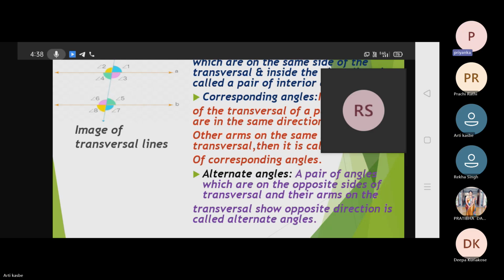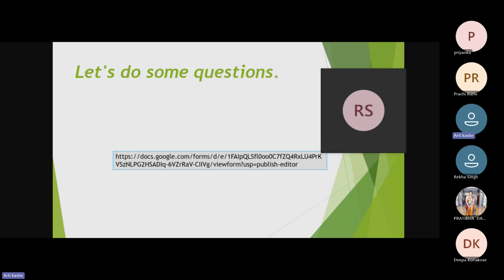Understood? Yes, ma'am. Okay. These are some angles formed by transversal lines. Now let's do some questions. I have already sent the link in our micro teaching group. You have to click on that link and answer the questions. Yes, open that link. First, tell me the first question.